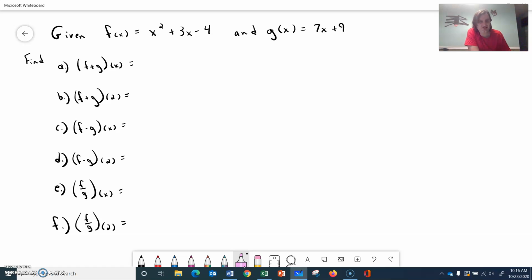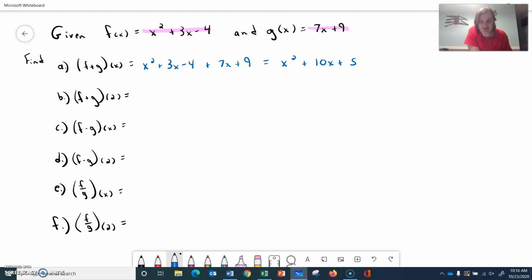So, the first objective we have here, let me just highlight these so we don't forget that they're there. The first objective we have is to find f plus g of x. So that's just the function. So we'll come back and we will say that is f, just x squared plus 3x minus 4. And that'll be plus g, which is 7x plus 9. And it seems easy enough to combine like terms. So x squared plus 10x plus 5.